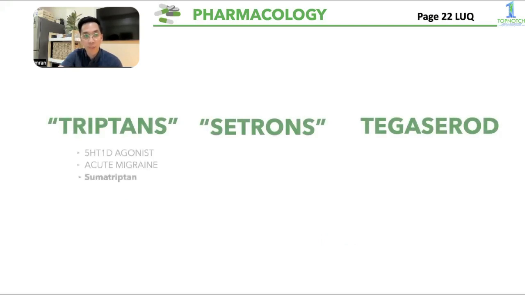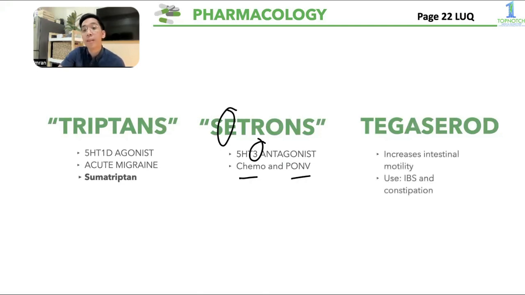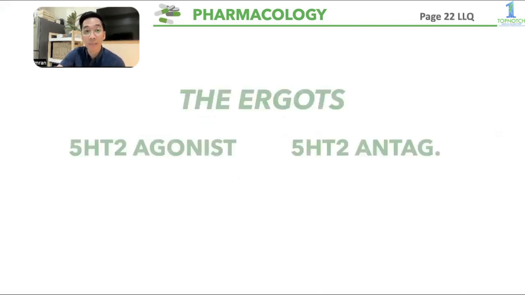So, triptans, mentioned earlier, can be used for migraine. Example, sumatriptan. So, recall, cetrons, right? 3 for cetrons, for chemo and post-operative nausea and vomiting. Tegaserod increases intestinal motility and is used for IBS and constipation.